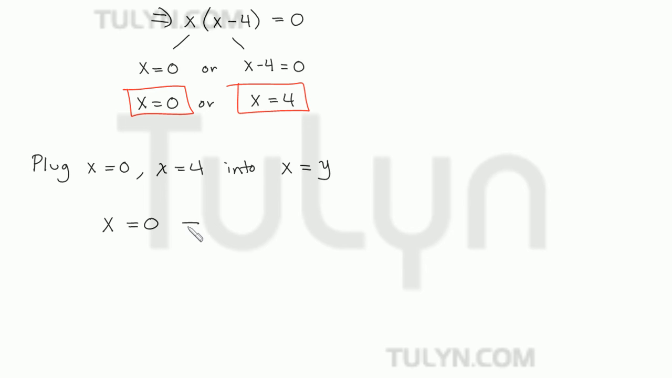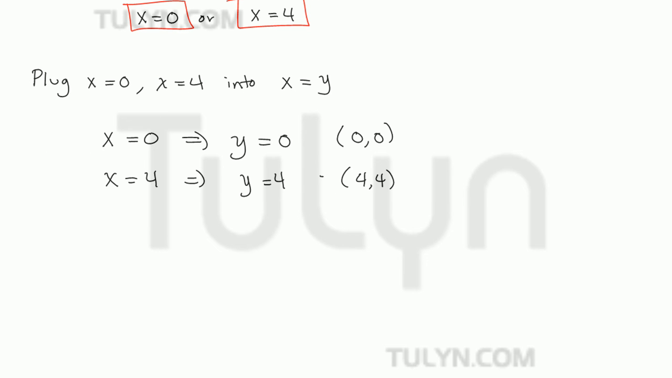So when x is equal to 0, we have that y is equal to 0. So writing this solution in the ordered pair x comma y, we have 0 comma 0. And then when x is equal to 4, well, since x is y, then y is equal to 4. So this ordered pair would be 4 comma 4. So the two solutions for the system of equations are going to be 0 comma 0 and 4 comma 4.